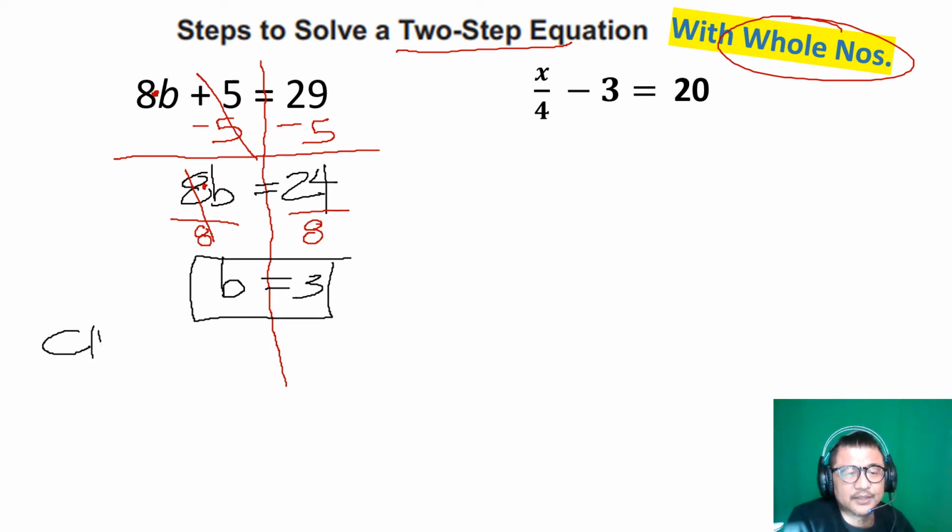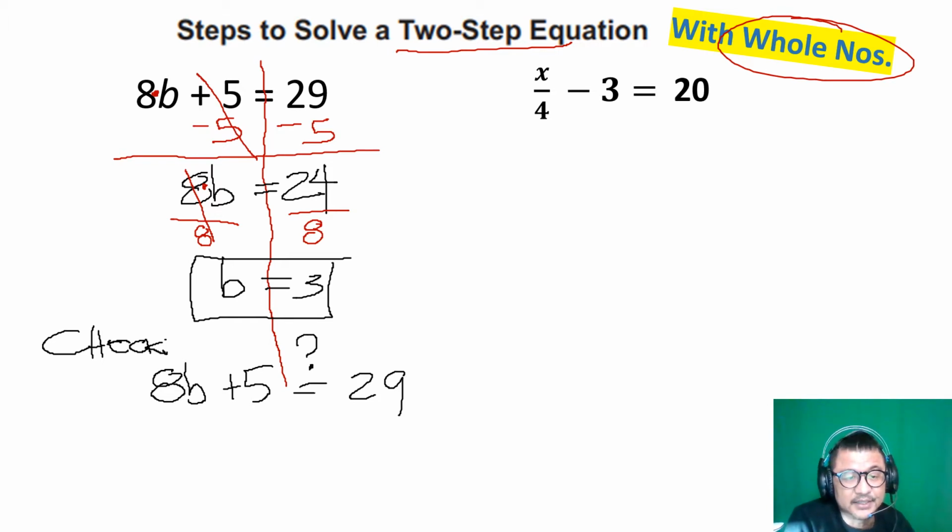Let's check. How do I check? Checking is simply substituting or evaluating. Copy your original equation. 8b plus 5 equals 29. Write a question mark. You want to know if the left side will be equal to the right side. 8 times 3, because we said b is equal to 3. Add the 5. Is it equal to 29?